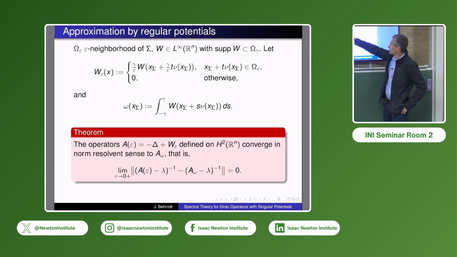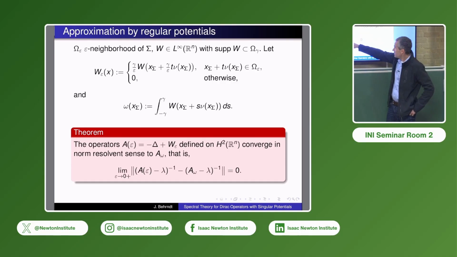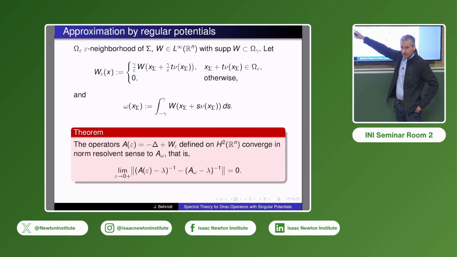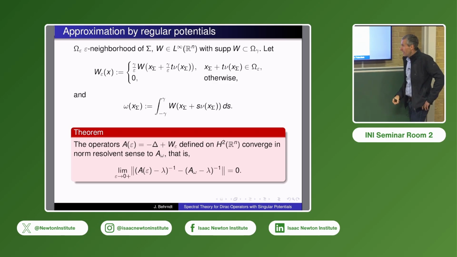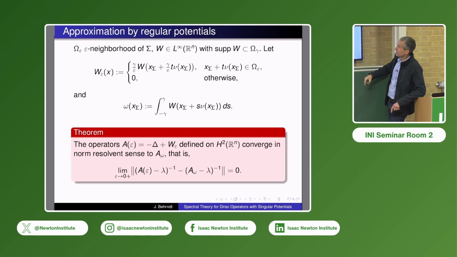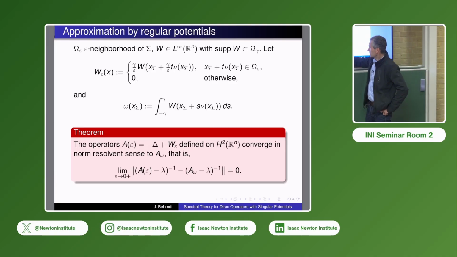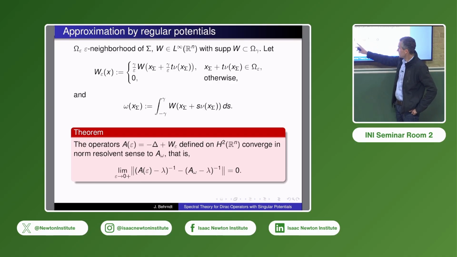They are just self-adjoint on H2. Any of these W epsilon is a bounded perturbation. It's L infinity. So these are all well-defined Schrödinger operators. And now one verifies actually that if you define this weight in front of the distribution as I did, you have norm-resolvent convergence of this operator family to the one with the distribution.